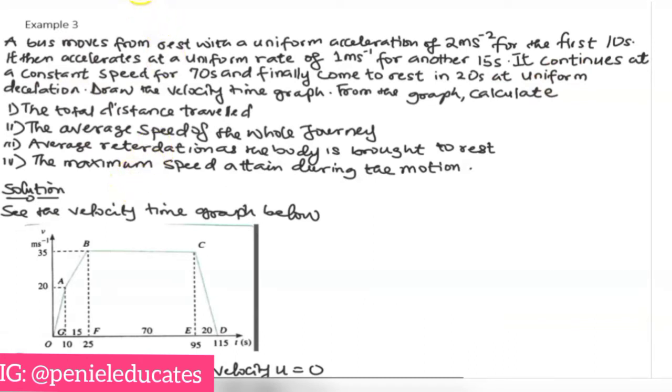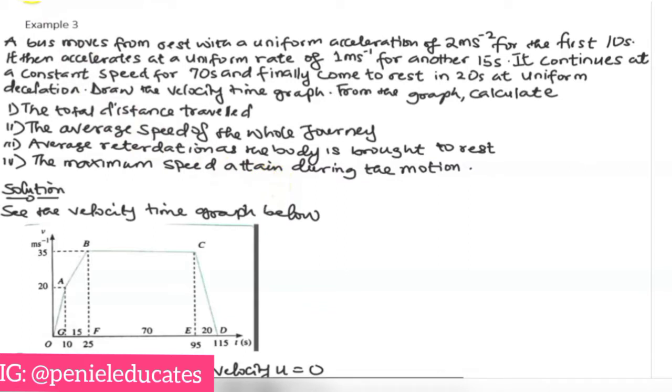So let's look at these examples. A bus moves from rest with a uniform acceleration of 2 meter per second squared for the first 10 seconds. Then it accelerates at a uniform rate of 1 meter per second squared for another 15 seconds. It continues at a constant speed for 70 seconds and finally comes to rest in 20 seconds at a uniform deceleration. Draw the velocity time graph, and from the graph calculate the total distance traveled, the average speed of the whole journey, the average retardation as the body is brought to rest, then the maximum speed attained during the motion.